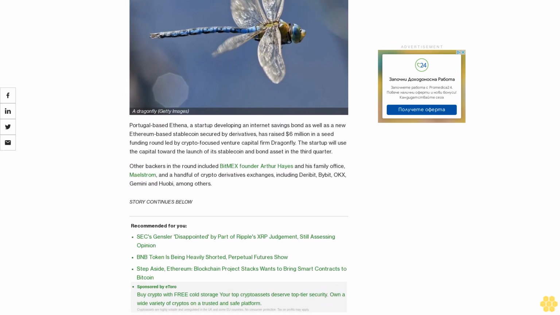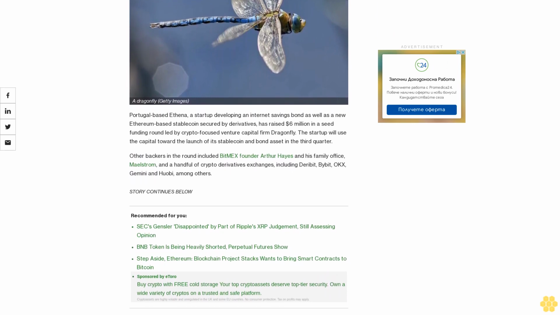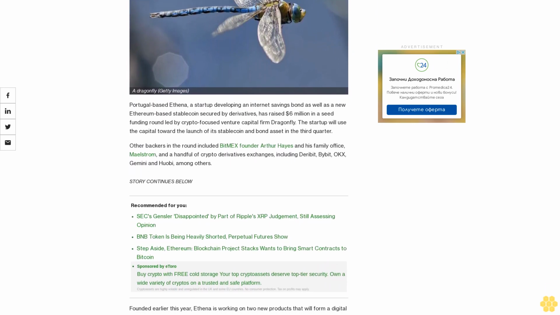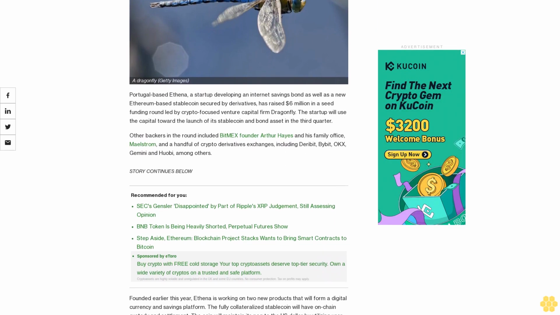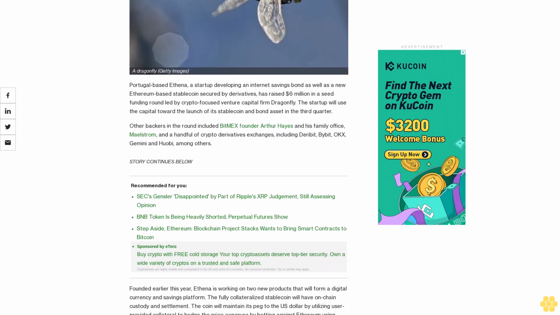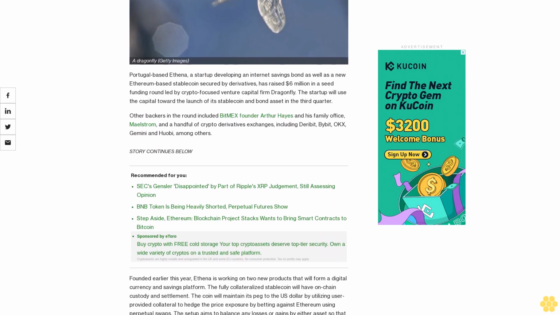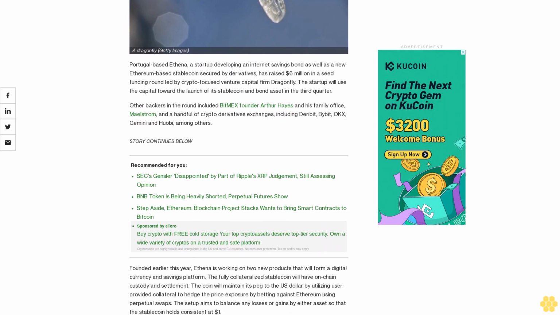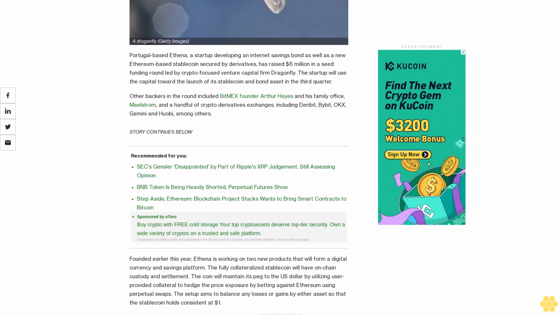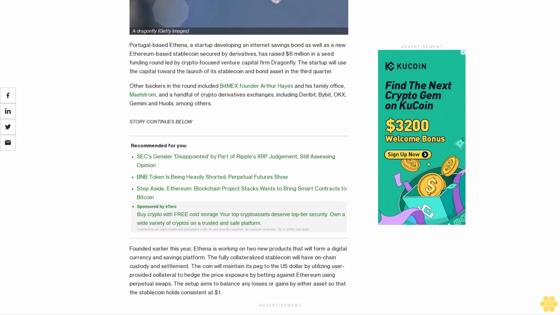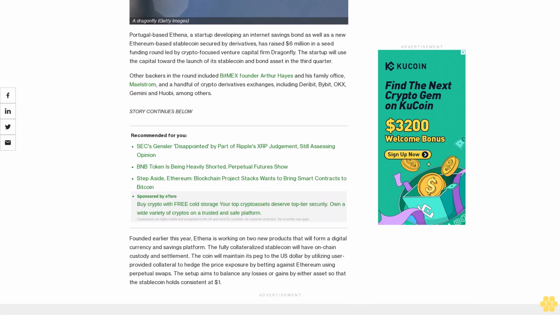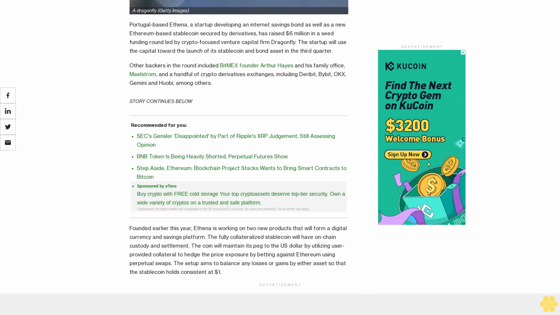The startup will use the capital toward the launch of its stablecoin and bond asset in the third quarter. Other backers in the round included BitMEX founder Arthur Hayes and his family office, Maelstrom, and a handful of crypto derivatives exchanges, including Deribit, Bybit, Ox, Gemini, and Huobi, among others. Founded earlier this year, Ethena is working on two new products that will form a digital currency and savings platform.